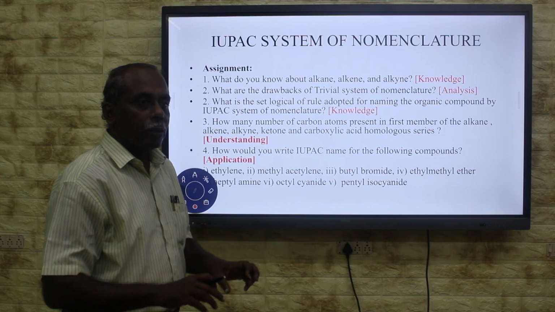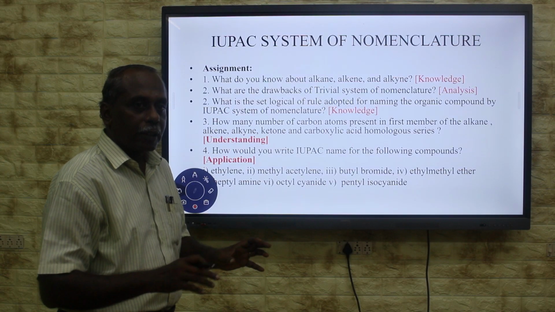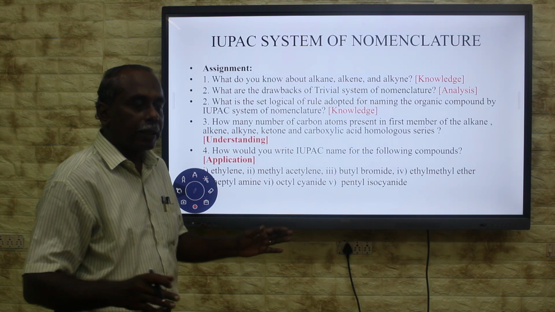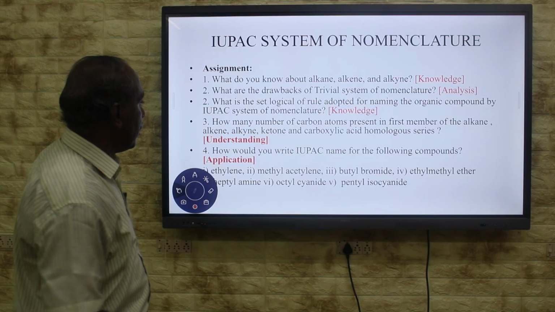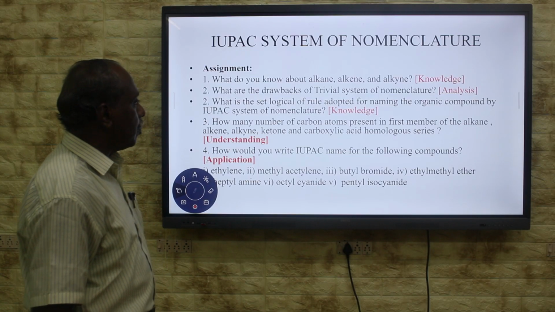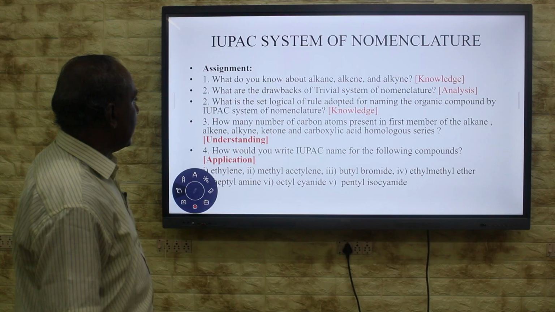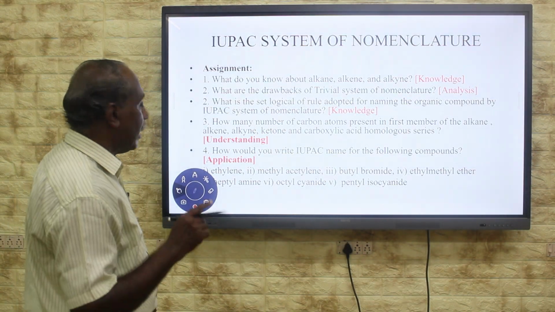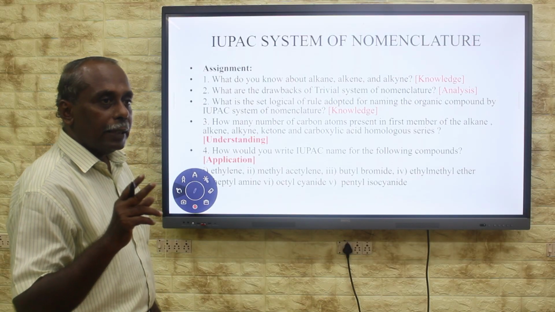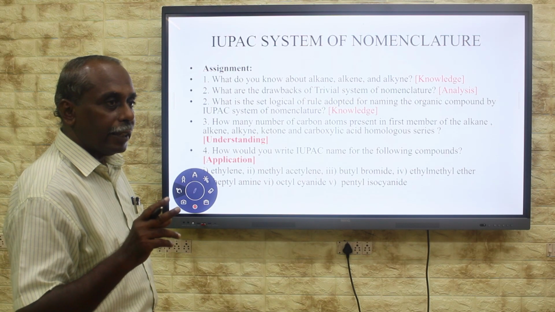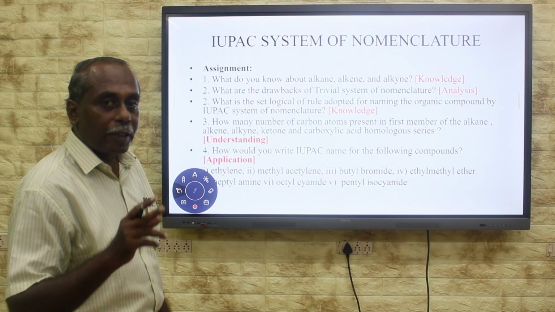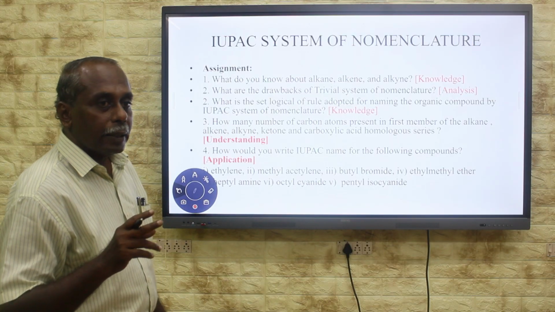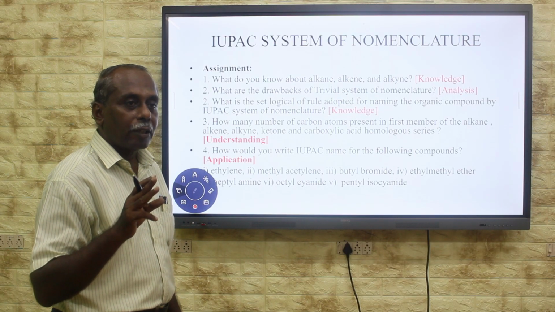The 5 fragments are to be shown in the recapitulation. When you put the relevant information in the particular fragment and combine those things, you can get the name of the compound. How many carbon atoms are present? The first member of the alkane homologous series has 1 carbon, and the alkene homologous series has 2 carbon. Ethene is the first member of alkene. Then ethyne is the first member of alkyne, having 2 carbon atoms. Then in ketones, the first member has 3 carbon.